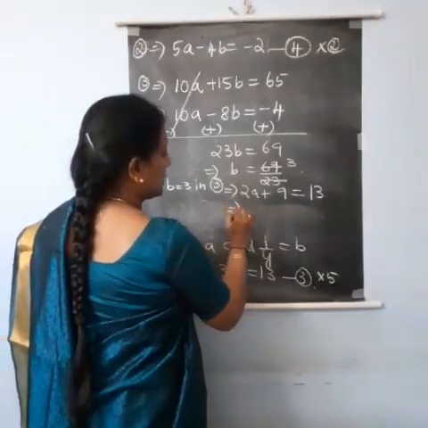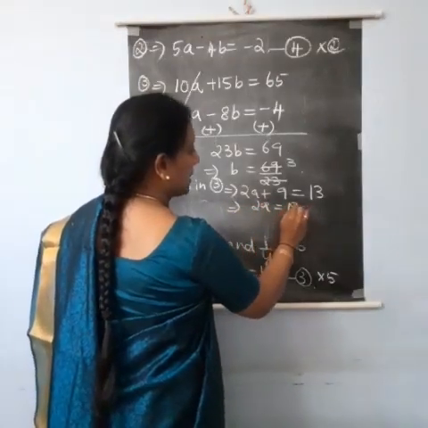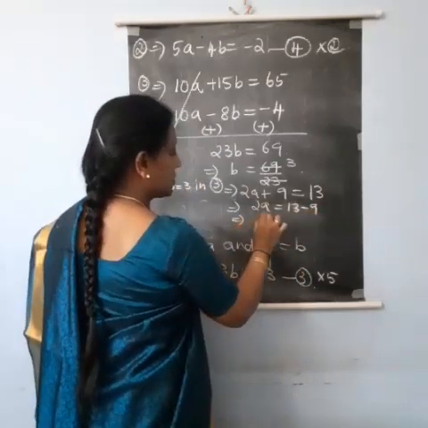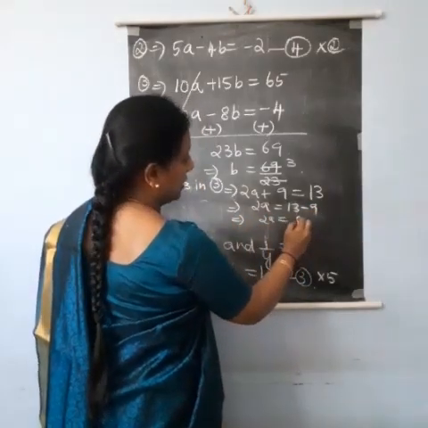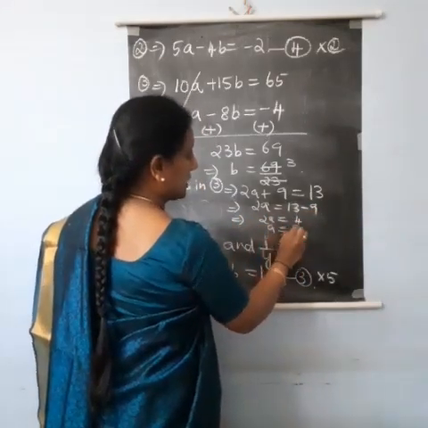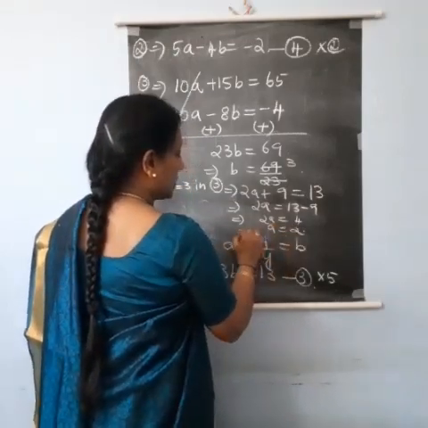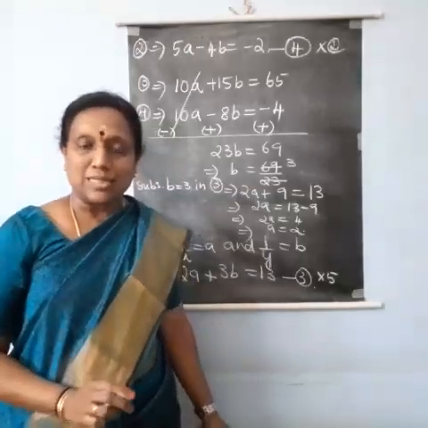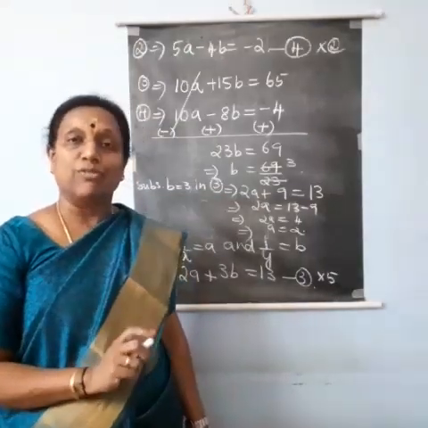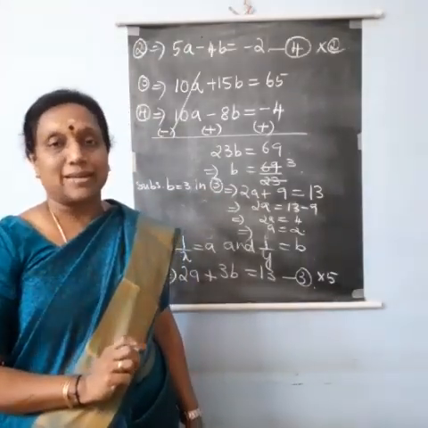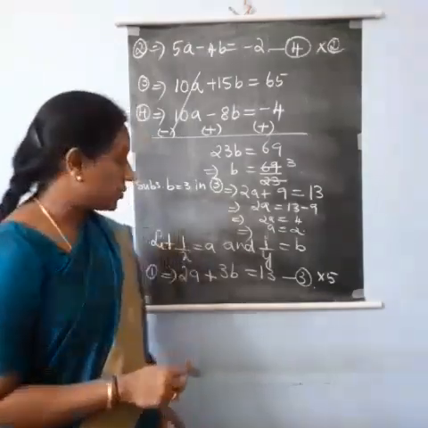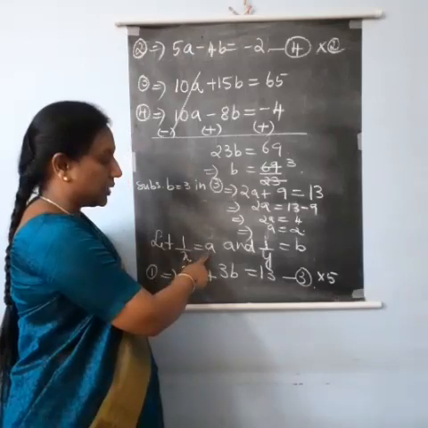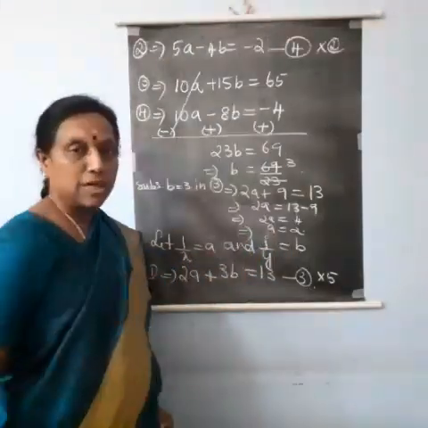That will become 2a is equal to 13 minus 9. So that is 2a is equal to 4 and a is equal to 2. So we have got the value of a and b, but that is not our question. Our question was to solve for x and y. So now we have to substitute in our assumption. We have said 1 by x is equal to a and 1 by y equal to b.